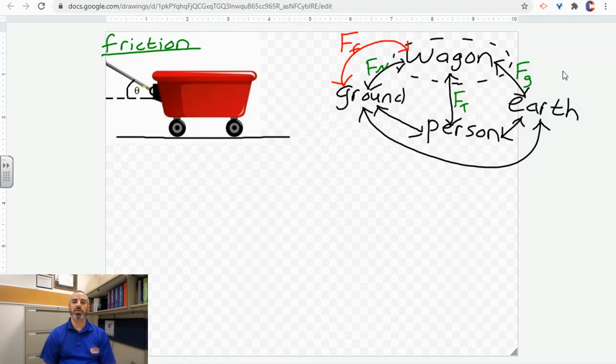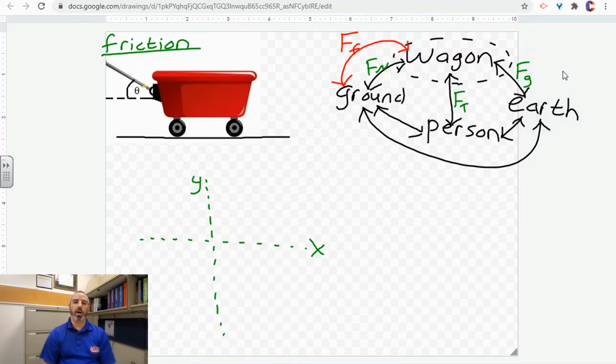Frictional forces oppose the direction of motion. And we know that the wagon is being pulled to the left, so we know that the object has friction acting on it, which will be back to the right. So keep this in mind for when we're drawing our free body diagram.